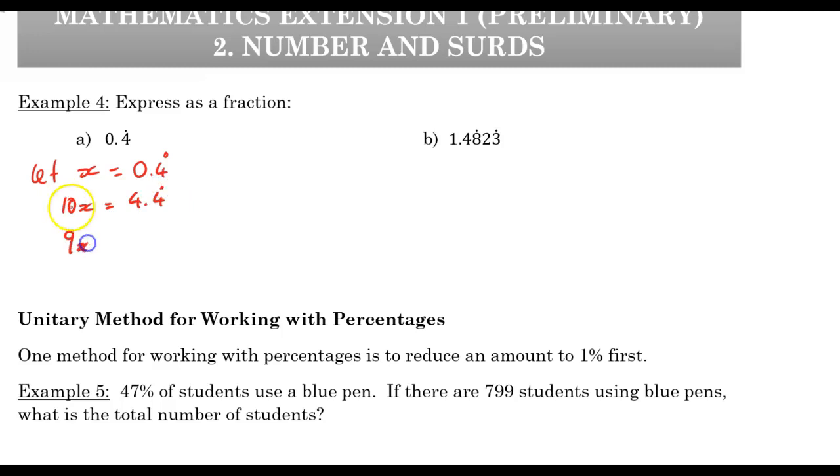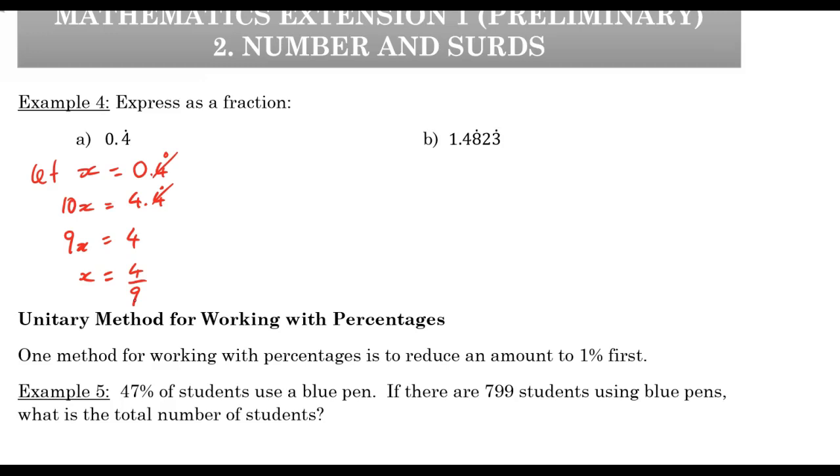Therefore 9x, this is 10x minus x, is 4 point, all these 4s, minus 0 point, all these 4s, and those parts cancel each other out, and I get 4 minus 0 equals 4. And then divide through by 9, and x equals 4 over 9. It can't be simplified, that's my answer. 4 over 9 is the same as 0.4 recurring.